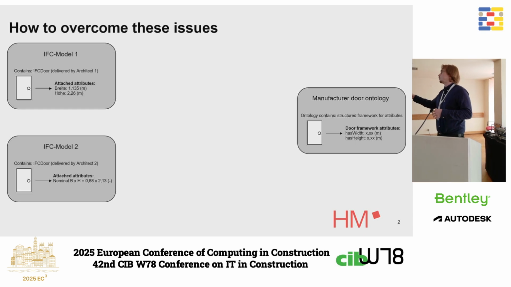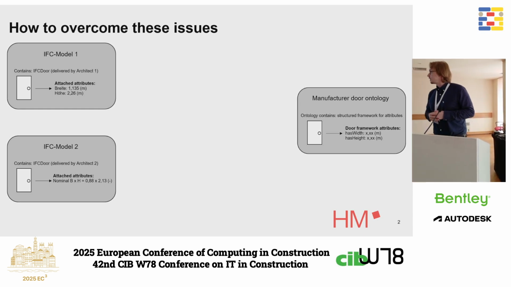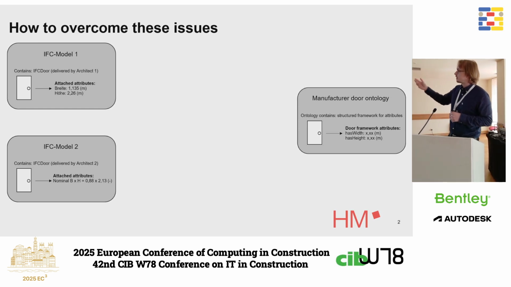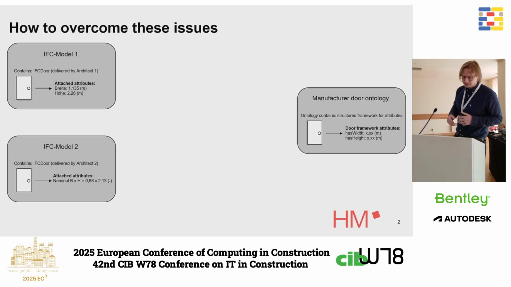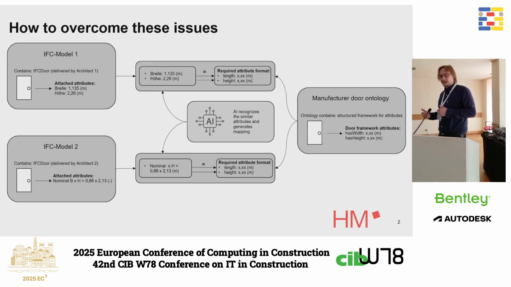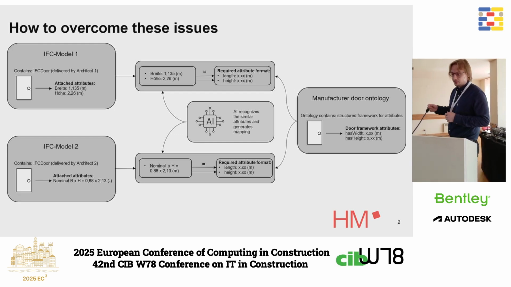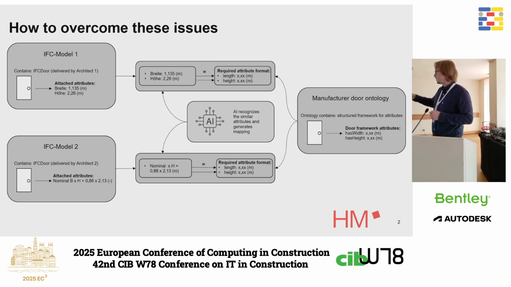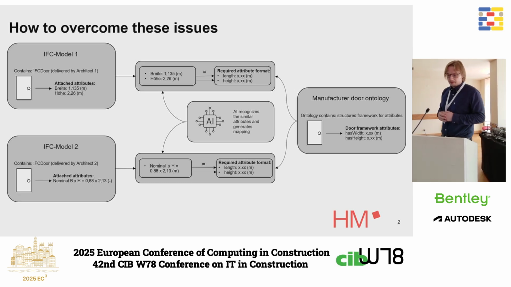So let's take this to a more simplistic level. Again, we will find the two IFC models, which contain IFC doors and the attached attributes, and on the right, the manufacturer door ontology. So our idea here is we use AI to recognize similar terms in different projects and suggest suitable assignments and link them to a uniform reference model, for example, the manufacturer catalog. And this is how automated attribute mapping is created.